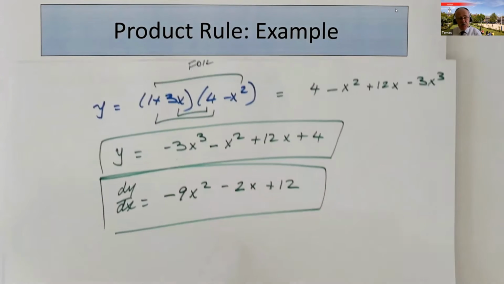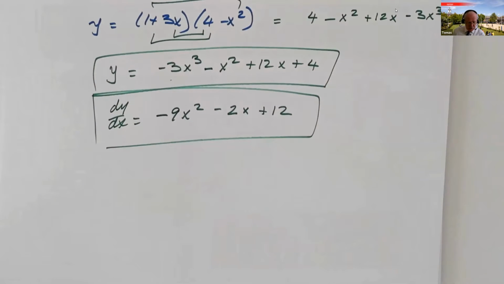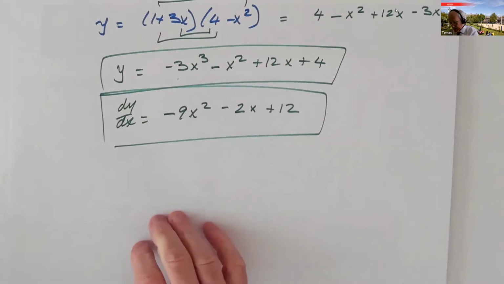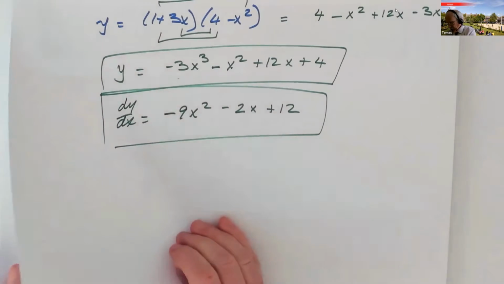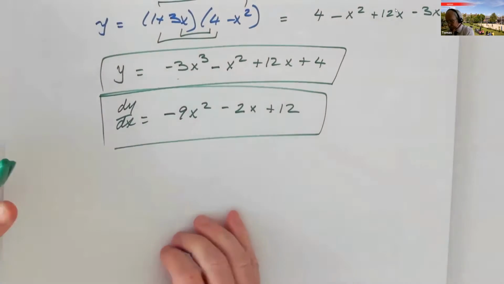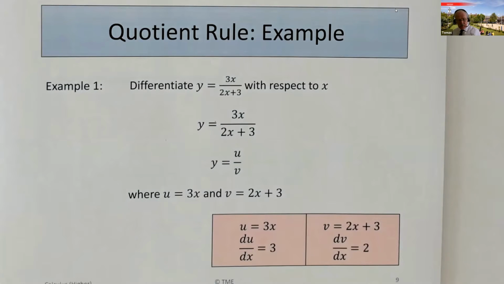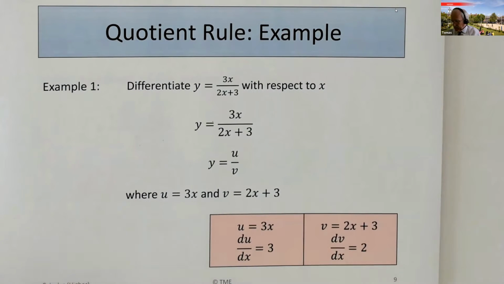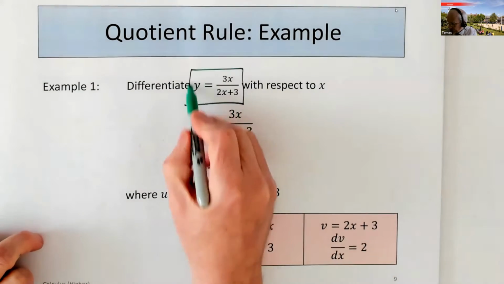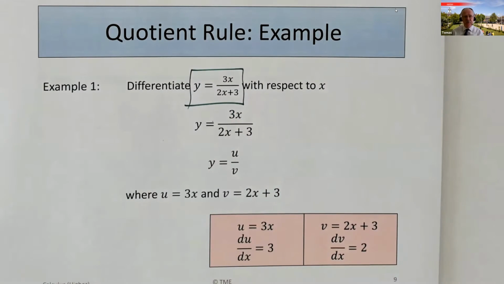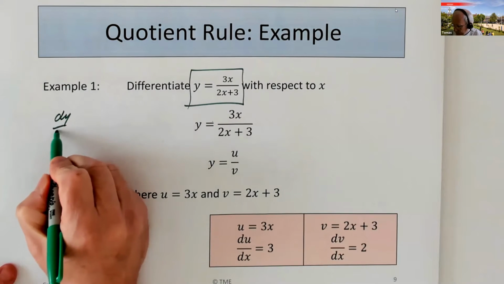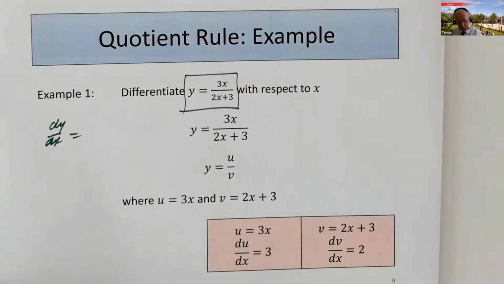Now, they might have asked you to do it with the product rule, but just to prove that it does work and everything is fine there, that's another way of doing that particular question. Okay, so you're in the exam and it says differentiate this: 3x over 2x plus 3 with respect to x. So find dy dx of that.